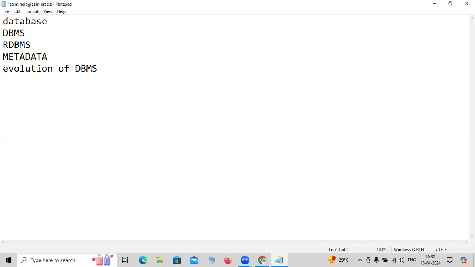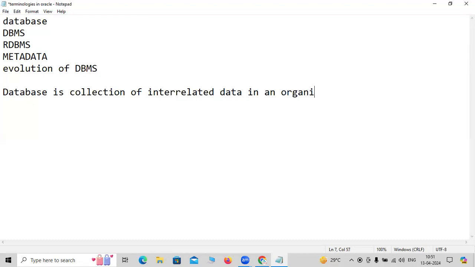ओके, तो फर्स्ट हम लोग देखेंगे व्हाट इज डेटाबेस। तो डेटाबेस is a collection of interrelated data in an organized form. So, database is a collection of interrelated data in an organized form. This is the definition of database.